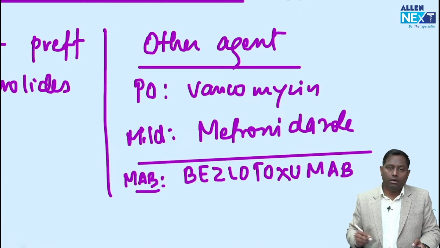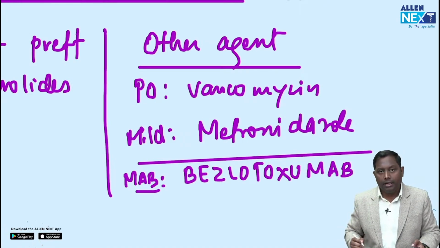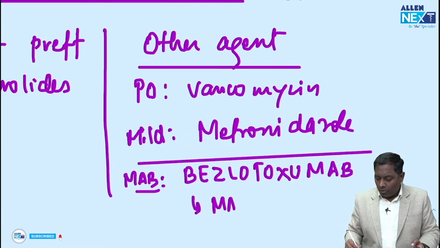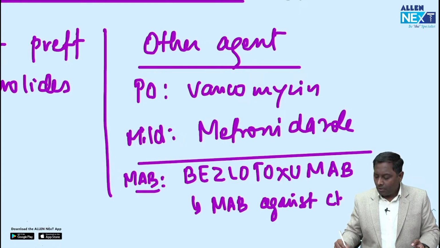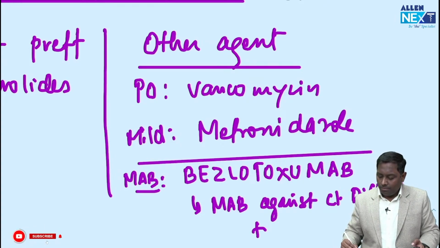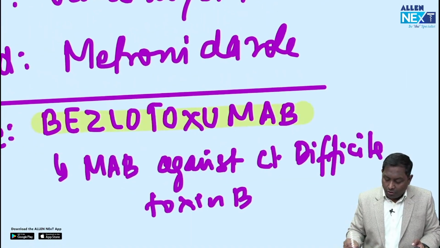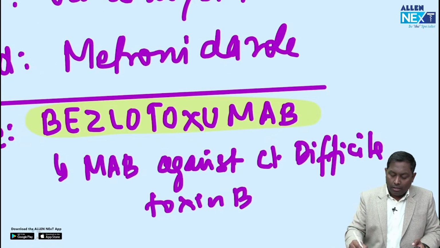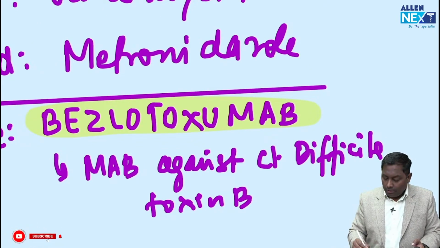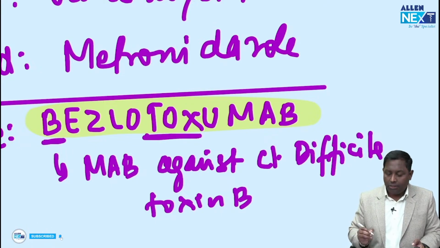Bezlotoxumab, you check out this bezlotoxumab, we have discussed already in our lectures as well, and in our question answer series as well we have discussed, right? So this is one of the monoclonal antibodies against Clostridium difficile toxin B. Bezlotoxumab is one of the monoclonal antibodies against Clostridium difficile toxin B. This could be your next question. So again, bezlotoxumab, toxin B के against, toxin B of what?